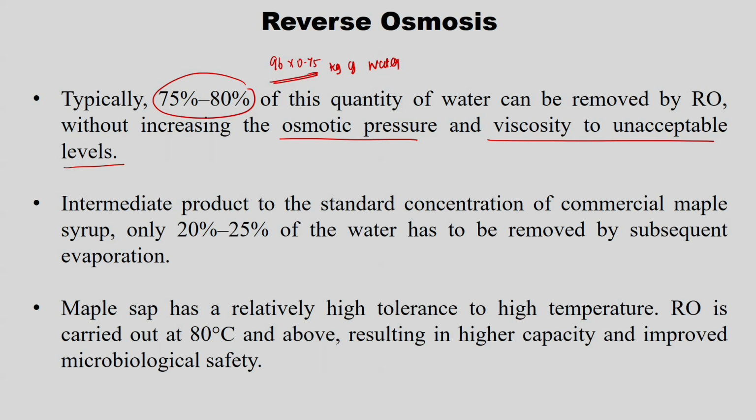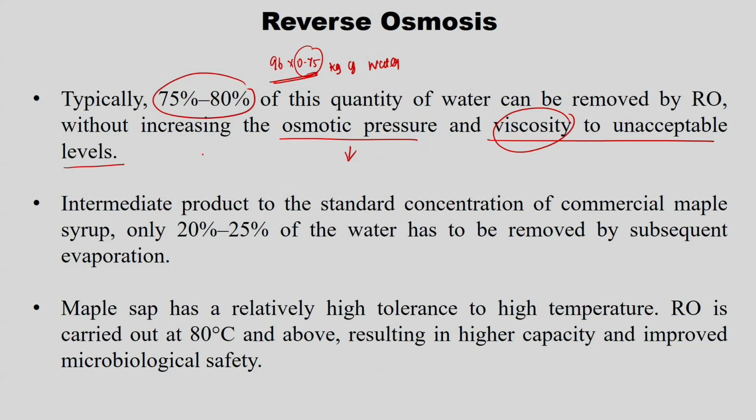When you remove the water, the soluble solids get concentrated. So, the viscosity should not go to an unacceptable level, otherwise I may not be able to apply reverse osmosis. In the same way, when you concentrate further and further, the osmotic pressure also increases, right. So, you need to push against the membrane surface. These two are limiting parameters. How much percentage of the 96 kg of water can be removed is based on the osmotic pressure and viscosity of the solution, so 75 to 80 percent of the 96 kg of water is removed.